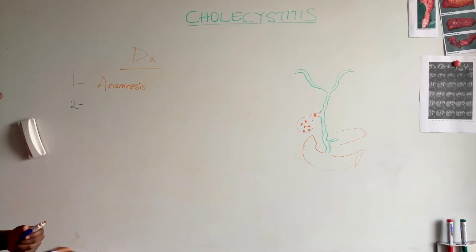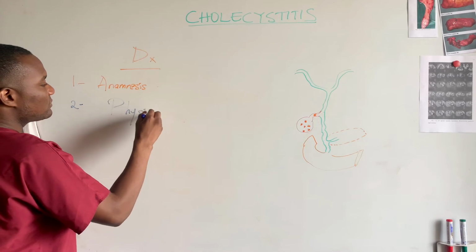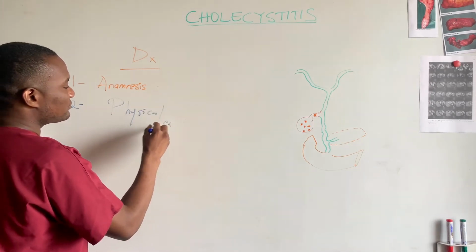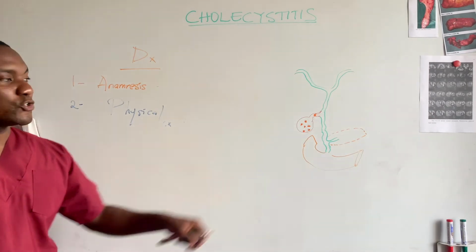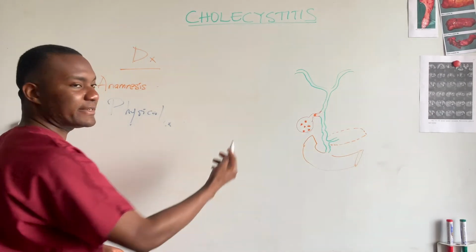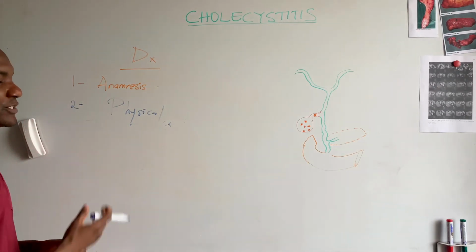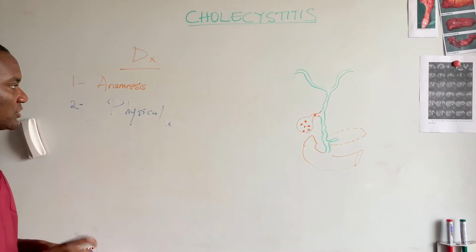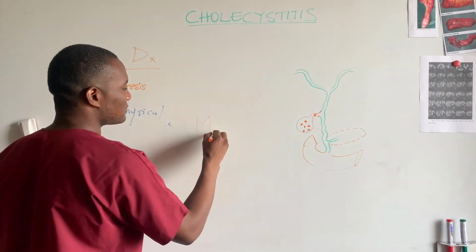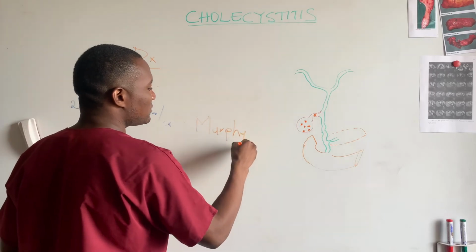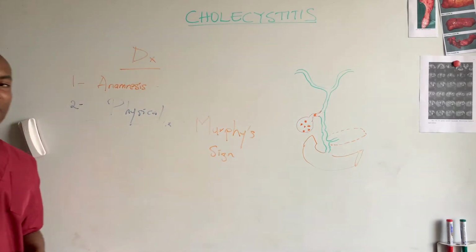And the second is physical examination. Patients with cholecystitis, we talked about the kind of pain they have, the localization of pain, and the character of the pain. So during your physical examination, you have to pay attention to this sign. It is called Murphy's sign. And what is Murphy's sign?